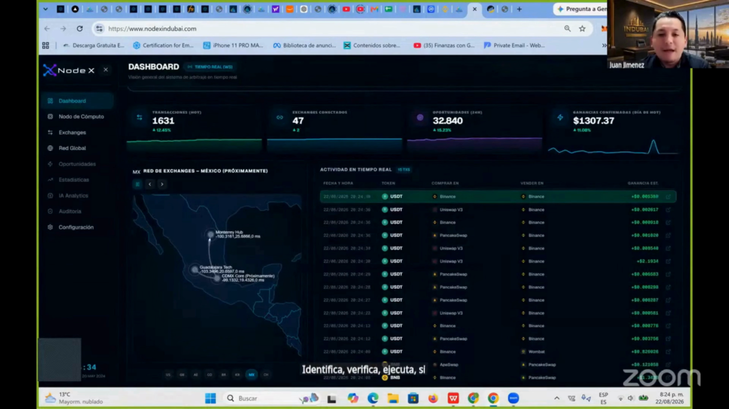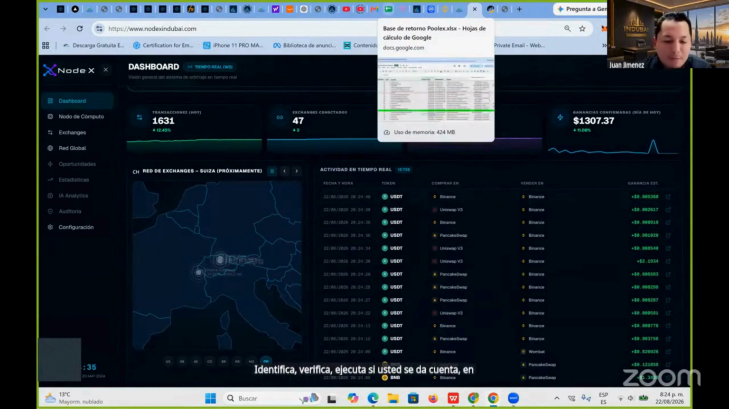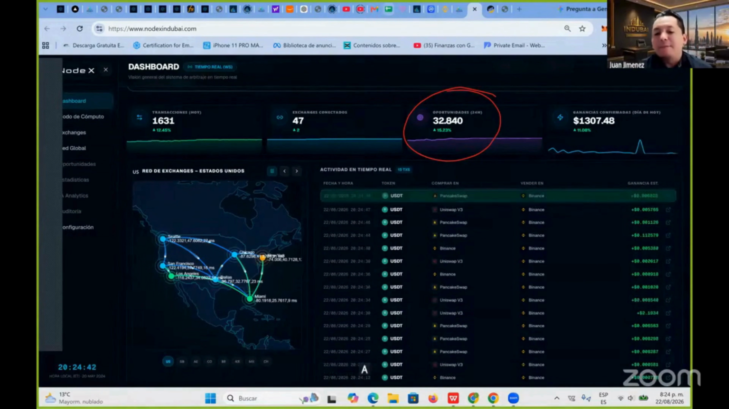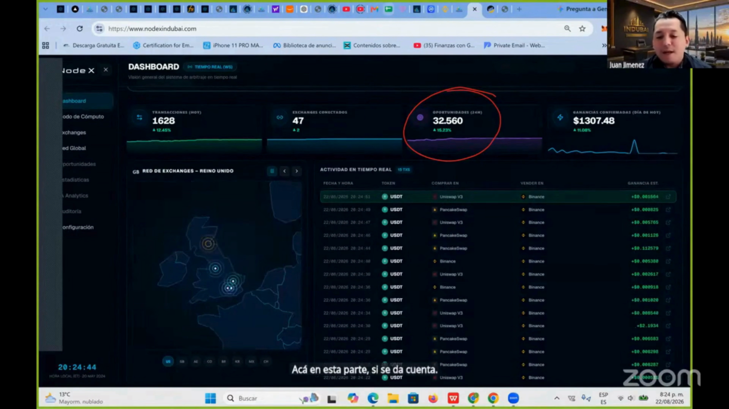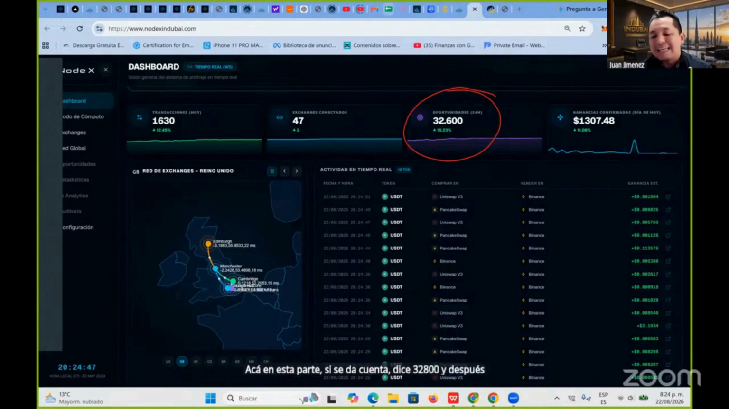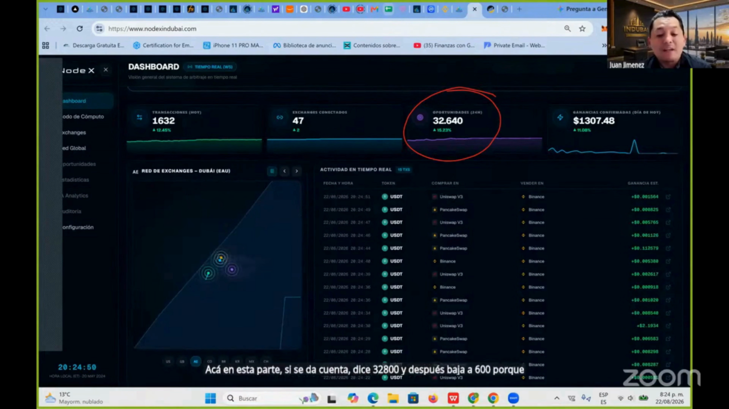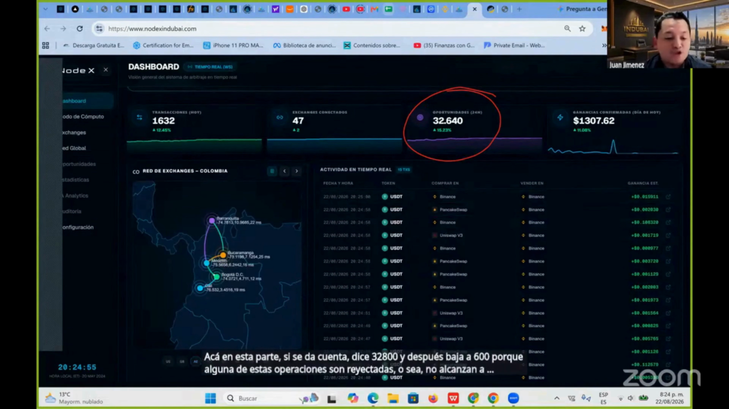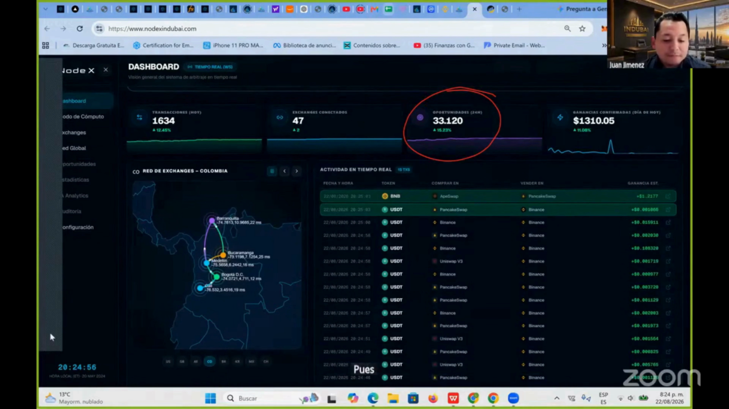If you notice, in this part here, so as not to get too technical, there are training sessions. There is a full video where we explain this entire tool. Here in this part, if you notice, it says 32,800 and then it drops to 600 because some of these operations are rejected, meaning they don't manage to generate profit for us. Consequently, in the end, what happens is that it allows us to reach the goal.